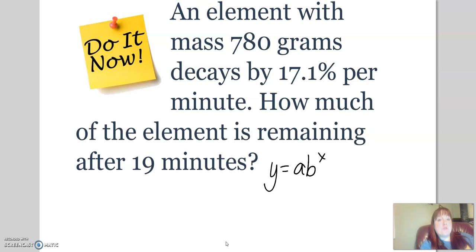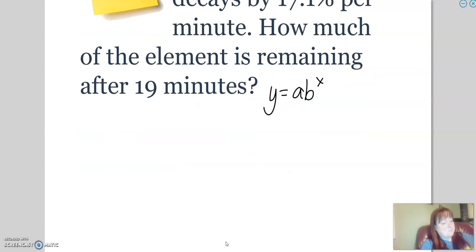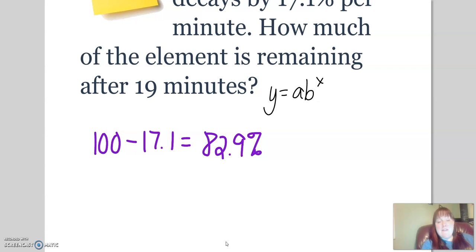And so we start out with 100% of our element, right? With 780 grams. It's 100% of what we started with. And the next minute, we are 17.1% less than what we were before. So what is 17.1% less than that? Well, that means we have 100 minus 17.1%. Okay, so that would be 82.9%. So every minute, instead of having 100% of what we have, we now have 82.9% of what we had the minute before. So our rate is 82.9%, but remember we write it as a decimal. So we're going to move that decimal place over 2.